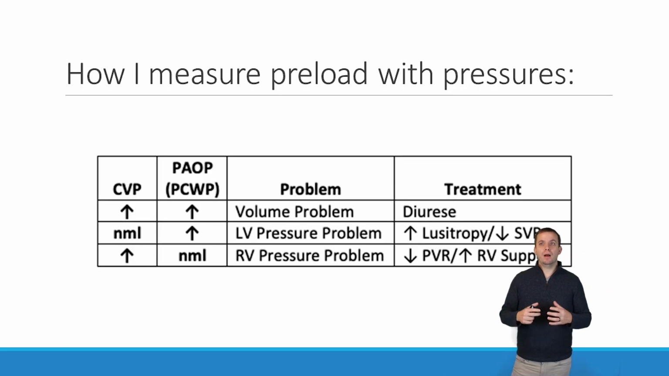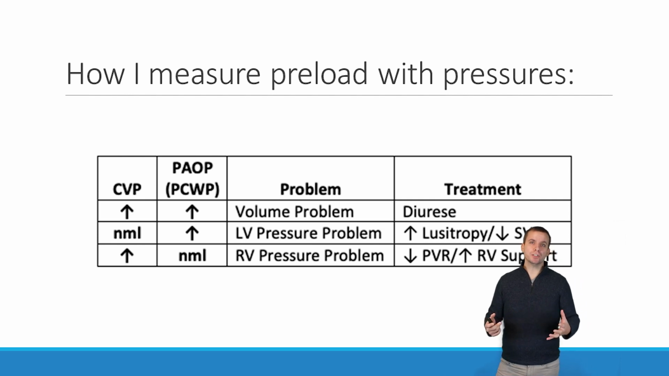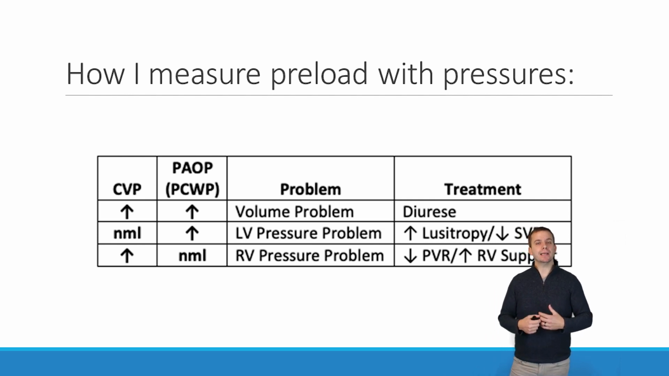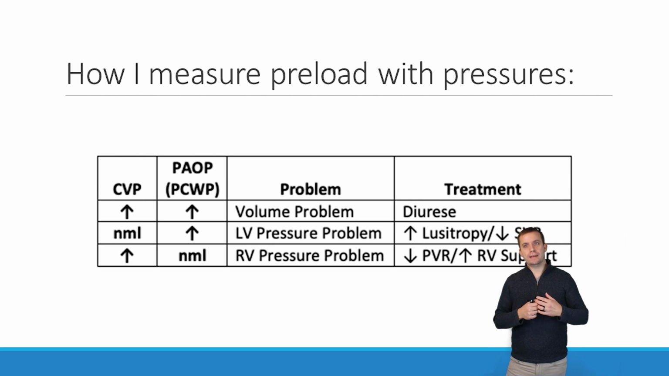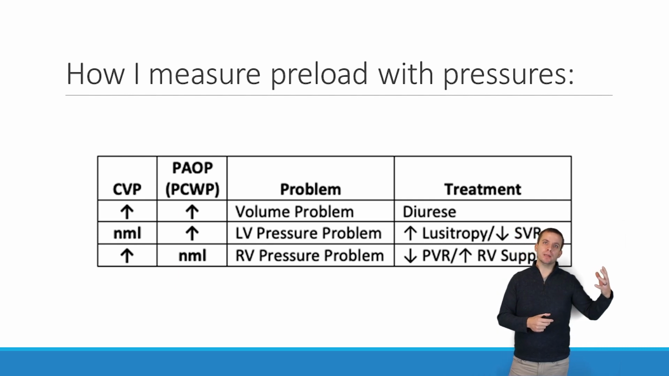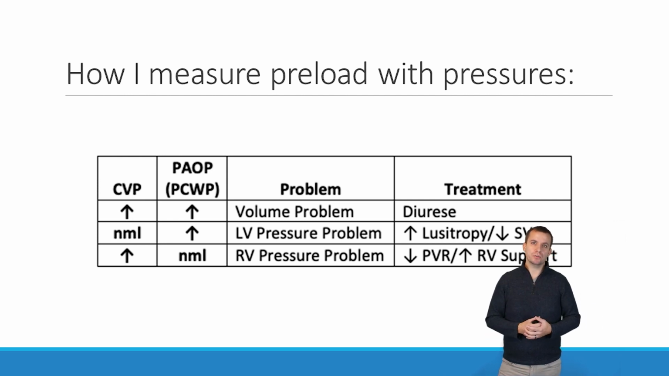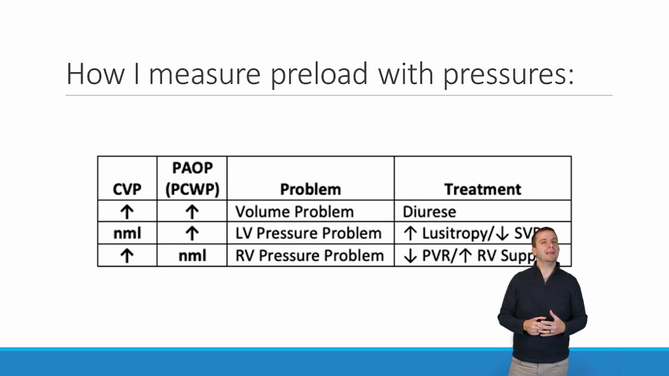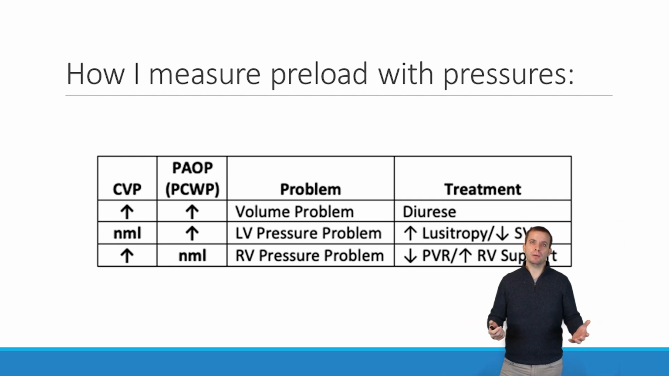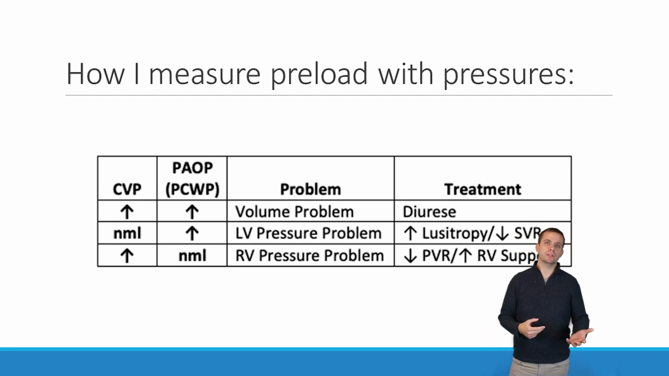All right, so how I measure preload with pressures is that ideally I would have a Swan-Ganz or a pulmonary artery catheter, and I'd be looking at both the CVP and the pulmonary artery occlusion pressure, or wedge pressure. And the reason for that is that if they're both elevated, if your CVP is higher than it should be and your pulmonary occlusion pressure is higher than it should be, most likely it's a volume problem, and you can start looking at volume removal and diuresis.